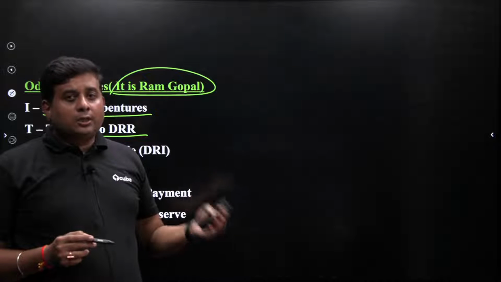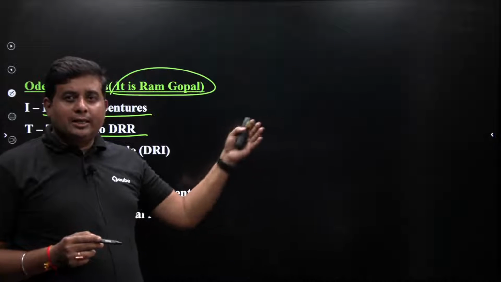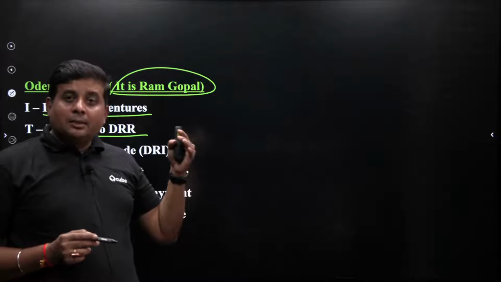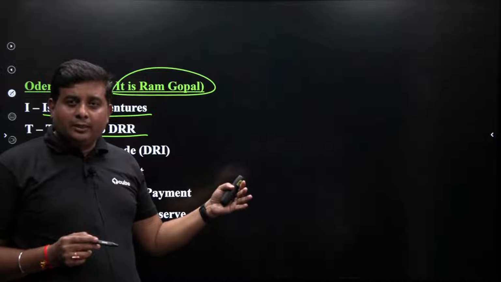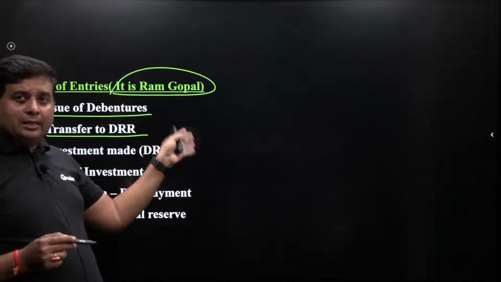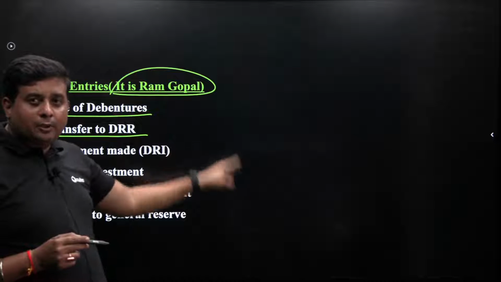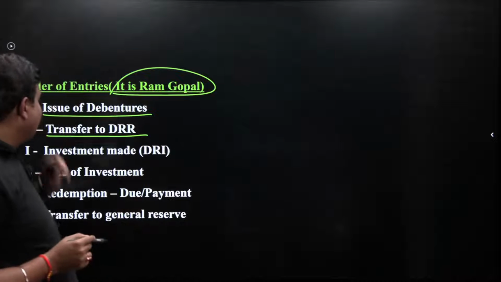Sometimes the DRR is not created, as I mentioned, because they are exempted: All India Financial Institutions, Housing Boards, and some listed companies are exempted from creating the DRR. Apart from that, if unlisted companies are there, you have to transfer 10% of the amount to the DRR. So this would be your second entry.